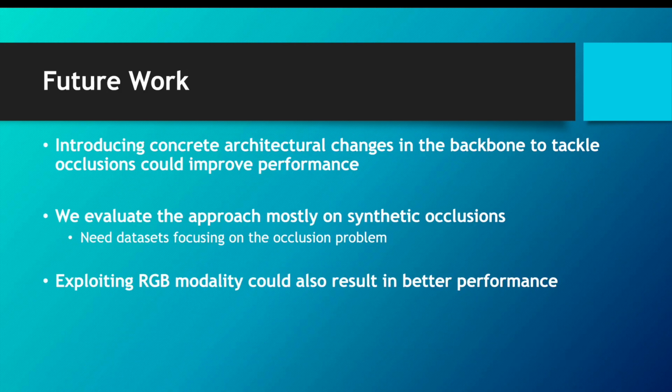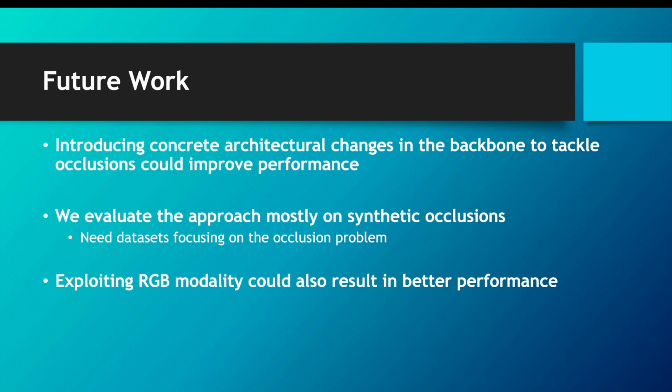So that's all for our work. For future work to improve this, we could try introducing concrete architectural changes in the backbone. This might lose the model agnosticity of the approach, but it also might boost performance on occlusions. Then, we currently evaluate the approach only on synthetic occlusions because of lack of real occluded data. If such data is present, we should verify this approach on real occlusions as well.